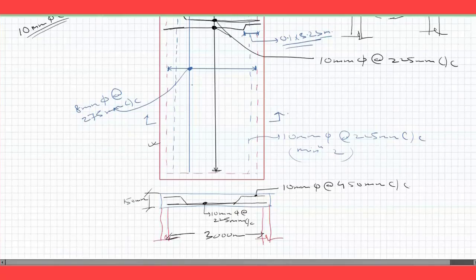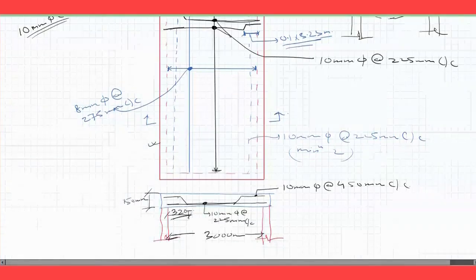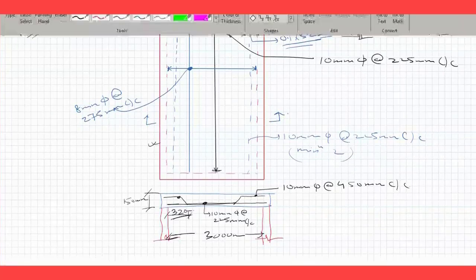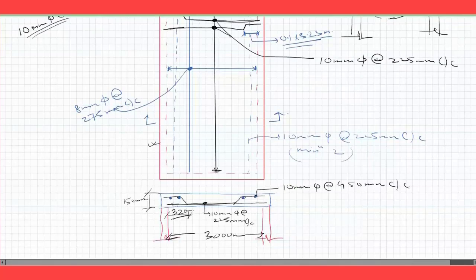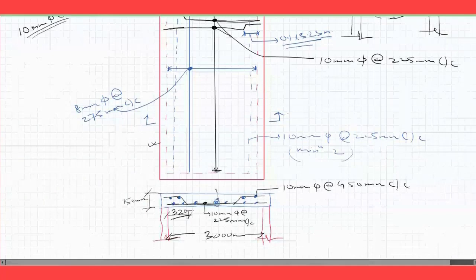So in this section also, you give this cranking distance. You mentioned 0.1 into, so this becomes 323, and let us say you provide this as 320 millimeter. If you are having 320 millimeter, minimum 2 bars have to be there. Let us provide the distribution bar, and the top will have a distribution bar like this. Here also you will have a distribution bar, and the bottom also will have a distribution bar. This distribution bar you can mark. This is 8 mm at 275 millimeter center to center.